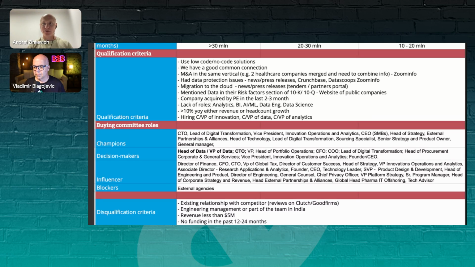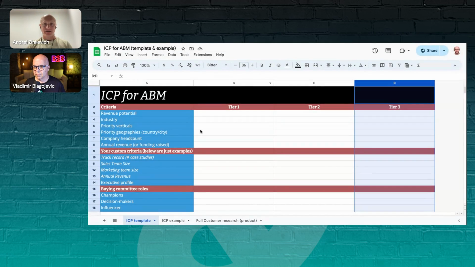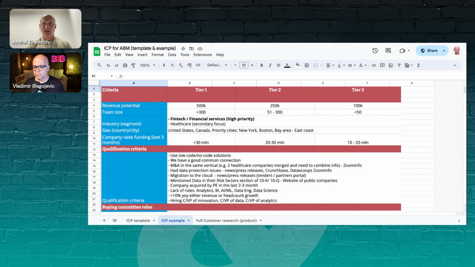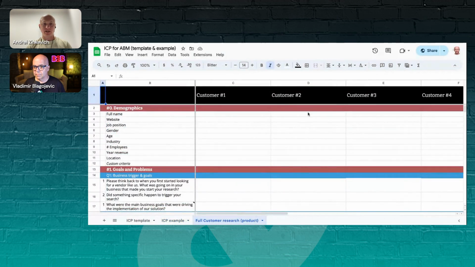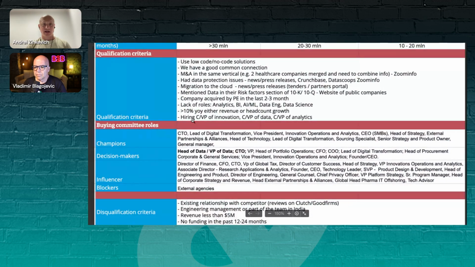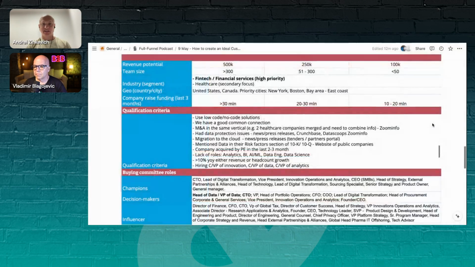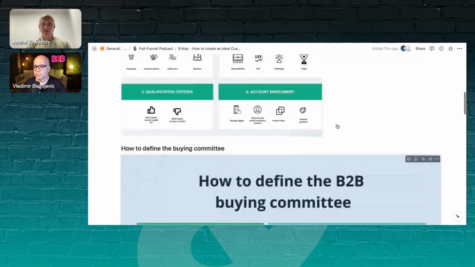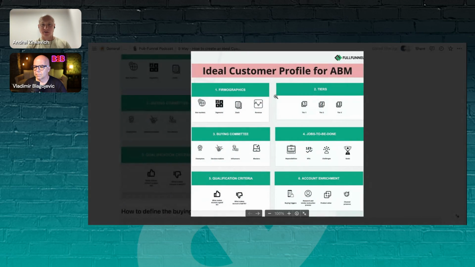So I dropped a link, and inside you'll be able to see the template itself, right? The example that we just shared with you. And also there would be a customer research tab, right? Why this is important, I will just explain in a second. Let's come back to our example and the sixth pillar of our ideal customer profile, right?